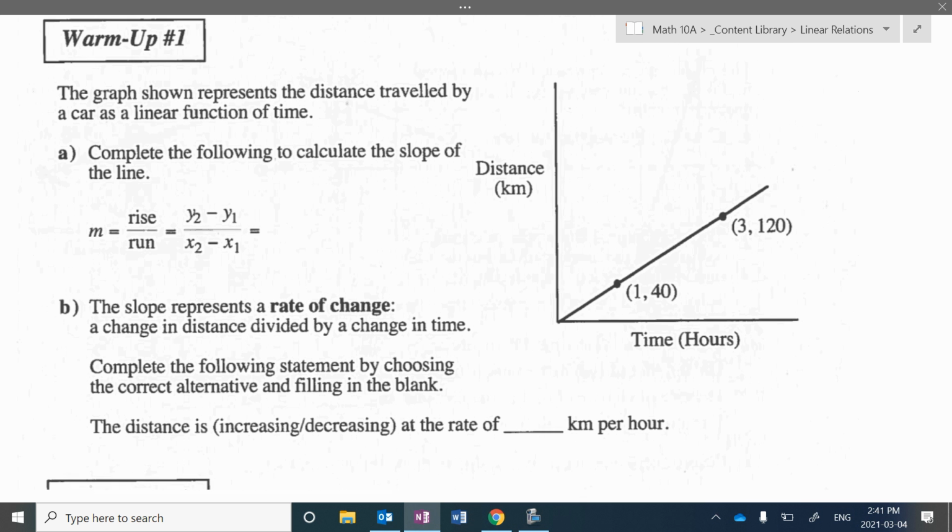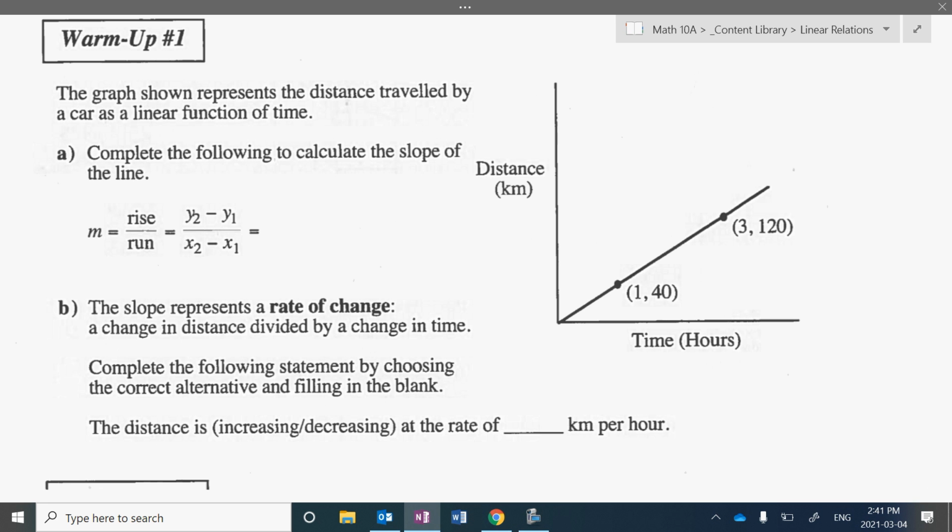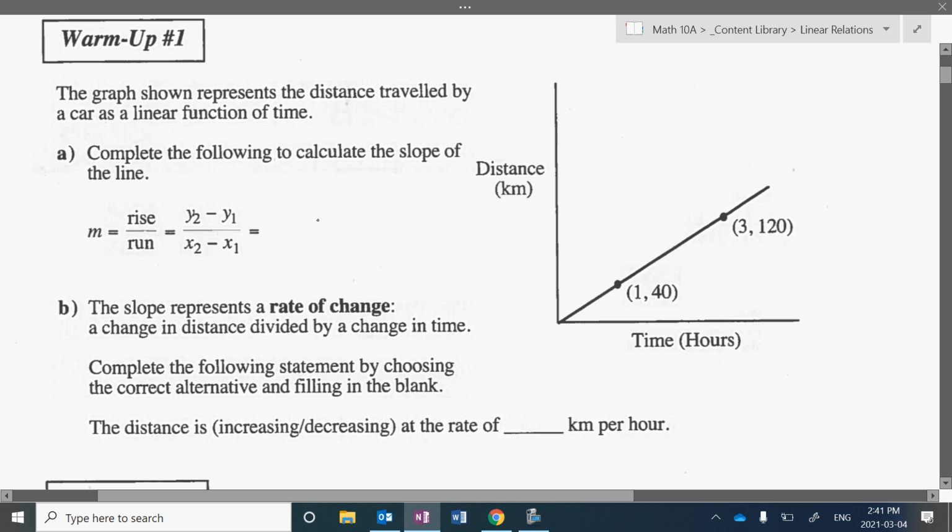So this first example, they have distance compared to time. So our x values are time in hours. So when we calculate our slope, we're going to have distance over time, which hopefully you guys can think back to science class. When I go distance divided by time, what do we get? Speed. So our slope actually represents your speed. So let's figure out our slope.